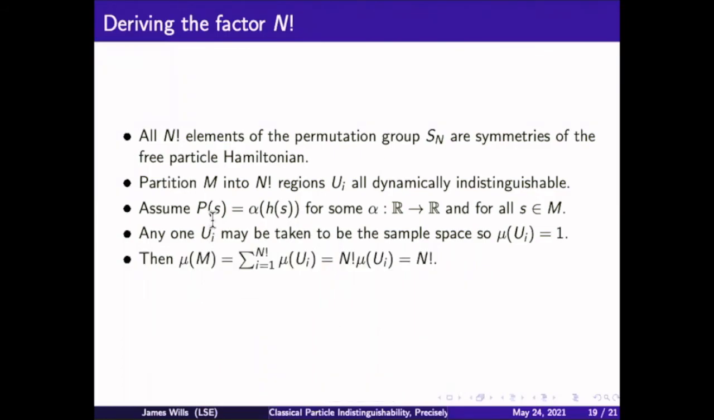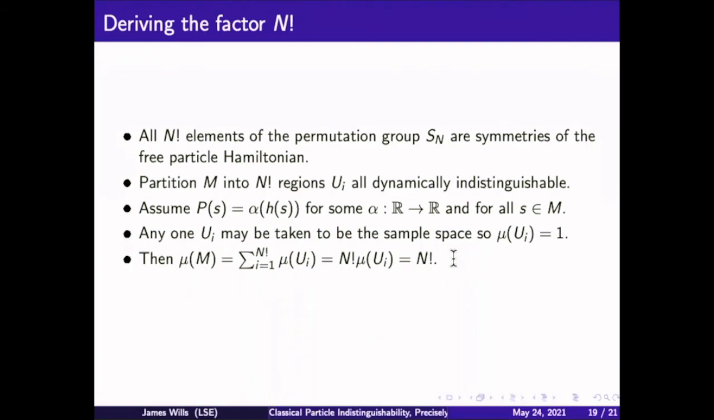Now, since P inherits the symmetries of H, all of the mu UIs are identical. We can sum the measures of the UIs up from 1 to n factorial, and this is going to give you the measure of M. Because they're all identical, there are n factorial UIs, and since mu of UI is 1, the measure of M is n factorial.